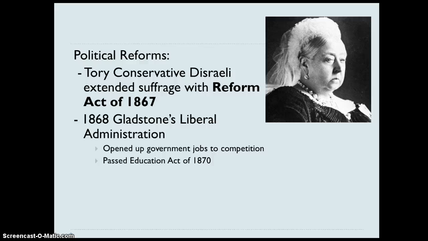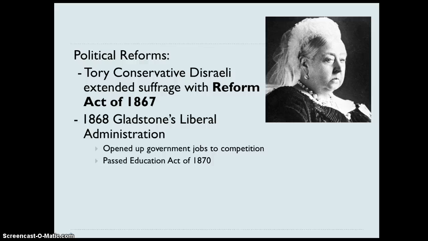Other things that he does, he'll issue secret ballots for elections, which is kind of a big deal, because your ballot hadn't been secret up until this point. And then he will abolish the purchasing of military officers' spots. Last thing is he will pass the Education Act of 1870, which will require elementary school for all people regardless of economic status.